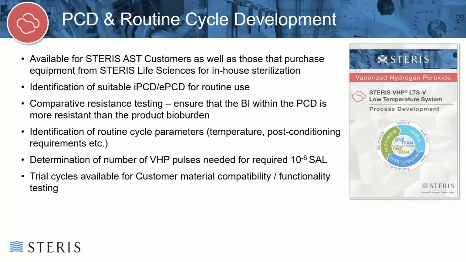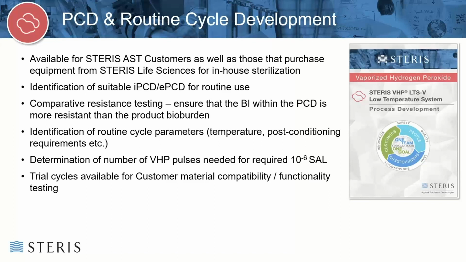As well as validation work, we can also provide PCD and routine cycle development. And this is available both for STERIS AST customers as well as those that purchase equipment from STERIS Life Sciences for their own in-house sterilization. So if you do decide to go to STERIS Life Sciences and purchase a VHP sterilizer for your own in-house use, while that sterilizer is being manufactured, you can come to ourselves in AST and we can, for example, identify a suitable internal or external process challenge device for routine use.